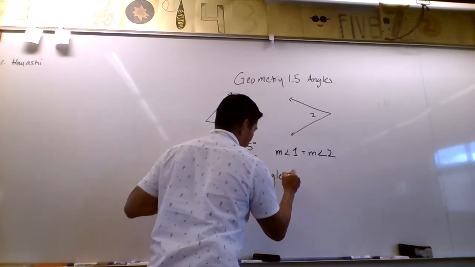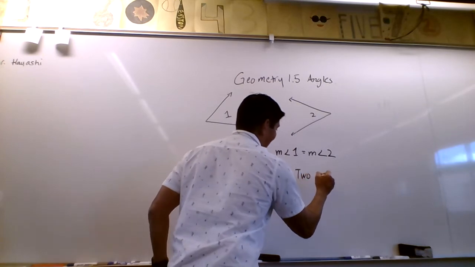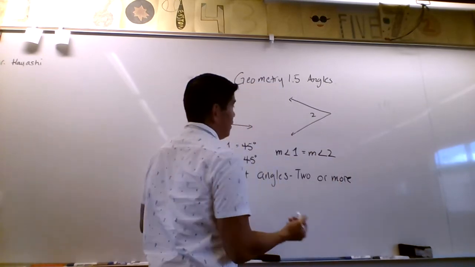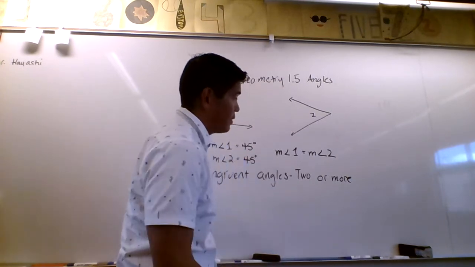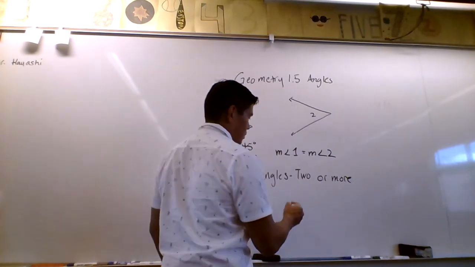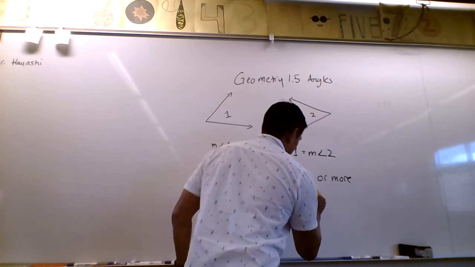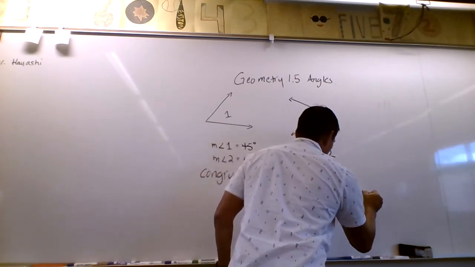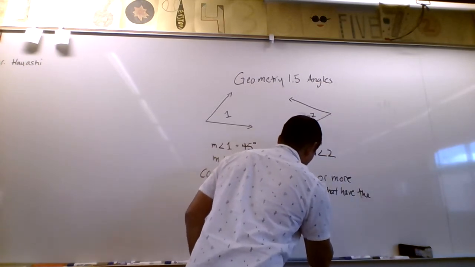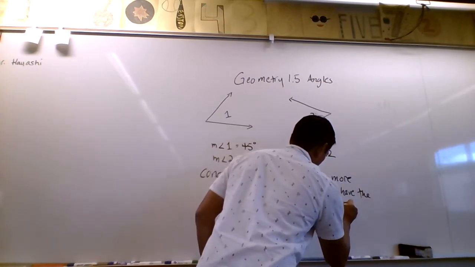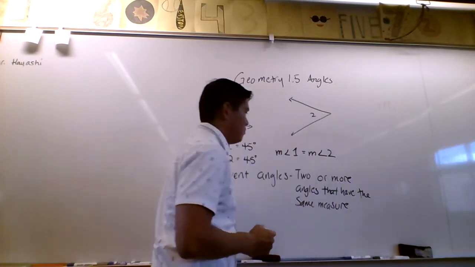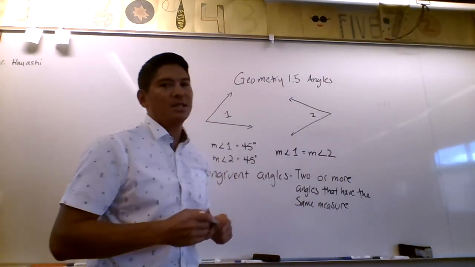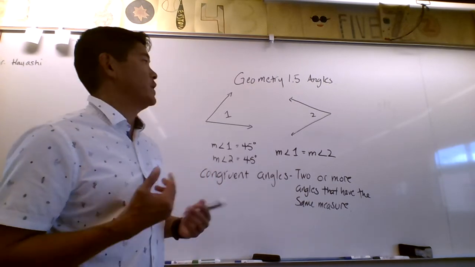First of all, congruent angles could be two or more angles that have the same measure. I could have a third angle, angle 3, that also measures 45 degrees, and then all three of the angles would be congruent. But kind of like with segments, everything's pretty specific.